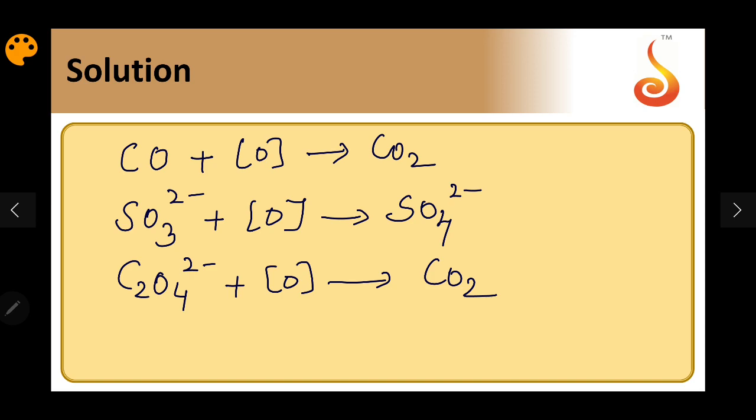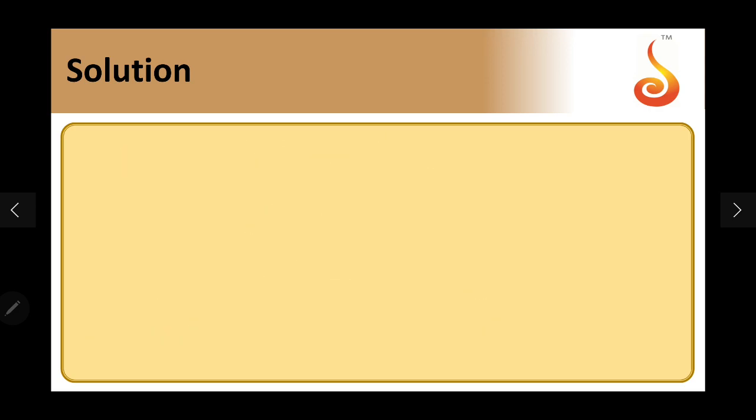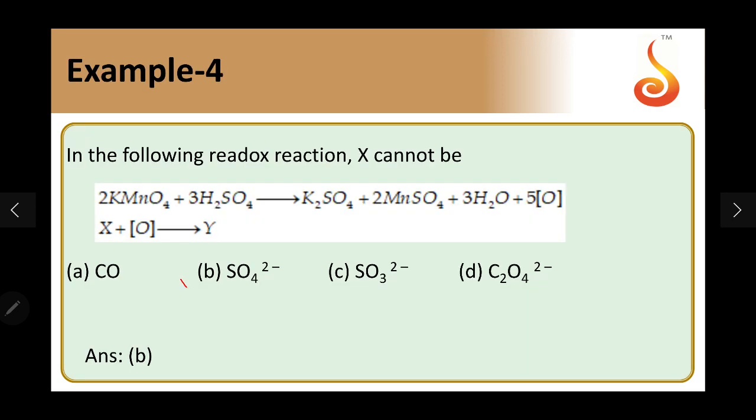So if I take the oxidation number, in carbon, oxalate ion is plus 3 and CO2 is plus 4. Whereas if I take SO4 2 minus with oxygen, there cannot be any reaction, because in sulfate ion sulfur is already in the highest oxidation state. So this is the answer which cannot be oxidized. So X cannot be SO4 2 minus. So answer should be B.